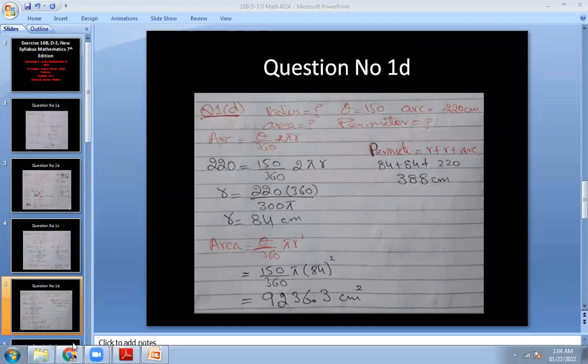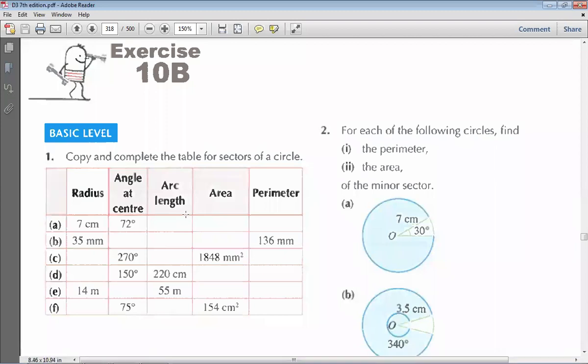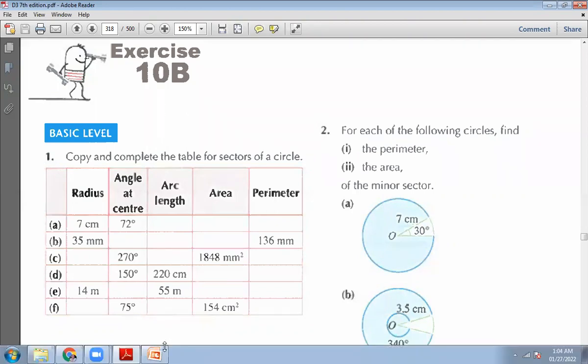So let's go to the next question. The next question will be the E part, and it says the radius is 14 meter, and the angle at the center is the question. The arc length is 55 meter. The area of the sector is the question. The perimeter of the sector is the question.